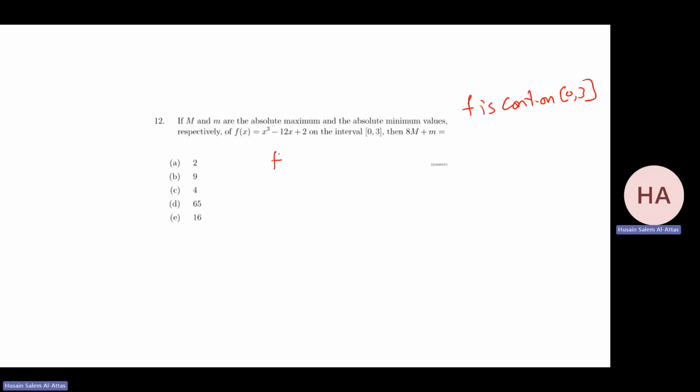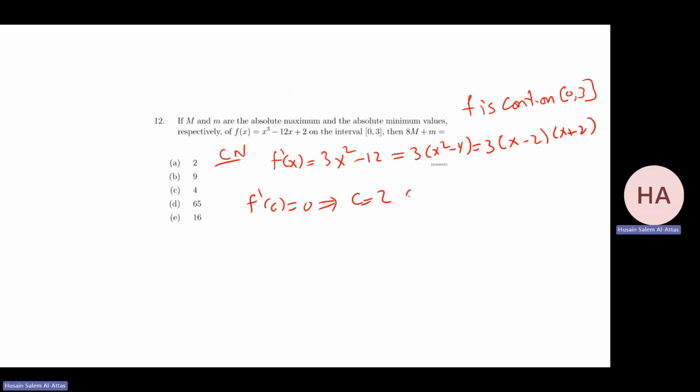So I'll find f prime, critical numbers. That will be 3x squared minus 12. I have 3 times x squared minus 4, 3 times x minus 2 times x plus 2. F prime at c equals 0 implies c equal 2, or c equal minus 2. This one is not in the interval, so I will not consider. This one is in the interval. So I need f at 2, f at 0, f at 3.